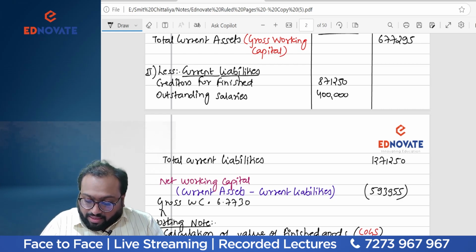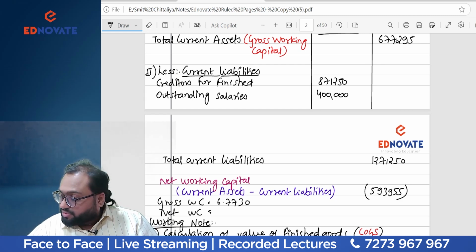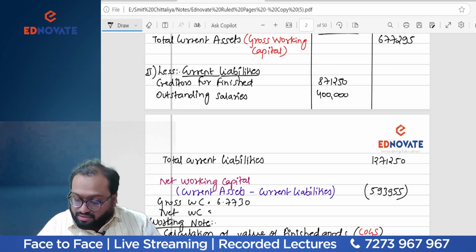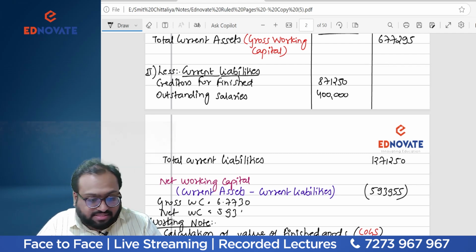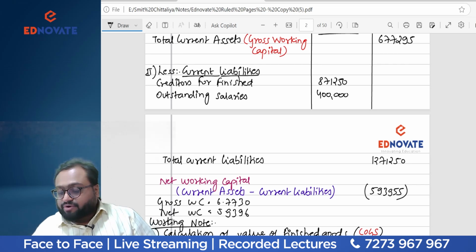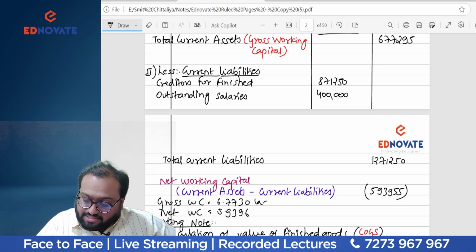6.7730. And net working capital, which is negative, will be 593,955 divided by 1 lakh. It will be 5.9396. Yes, sir, they have rounded it off. This is rupees in lakhs.